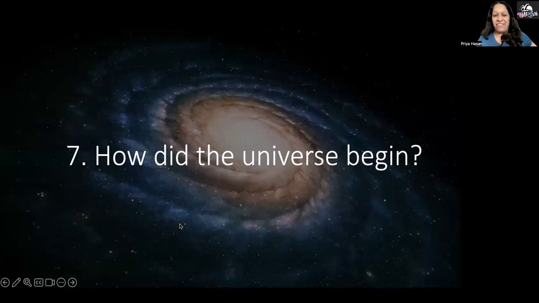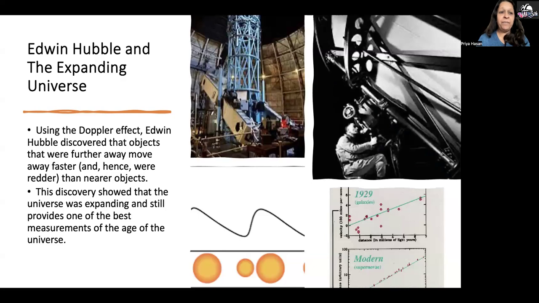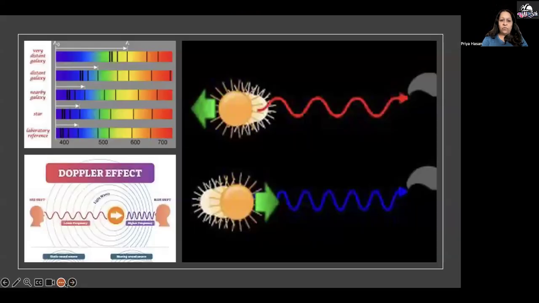Let's come to question number 7. So what do we know now? How did the universe begin, right? Now, observational data, like I said, we have to basically use observational data. So here you can see a picture of Edwin Hubble at the Mount Wilson telescope. And what Hubble did is he observed galaxies, again used the Doppler effect to find out the velocity of these galaxies, okay?